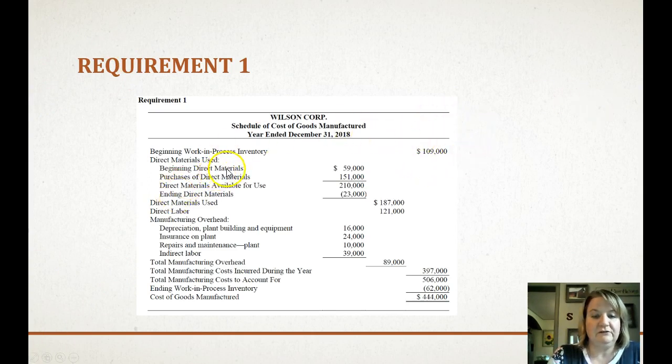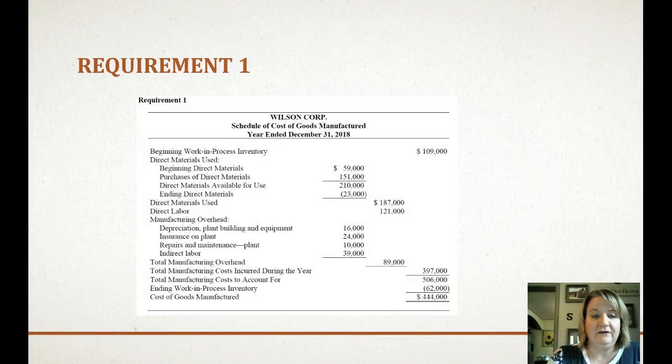Direct materials used. So you want to use the beginning direct materials. Add in purchases of direct materials, and that gives you direct materials available for use, and the ending direct materials. Take that out, and that will give you the direct materials used, 187,000. Direct labor, which was also given to you, 121,000.